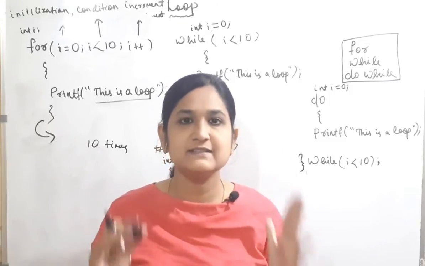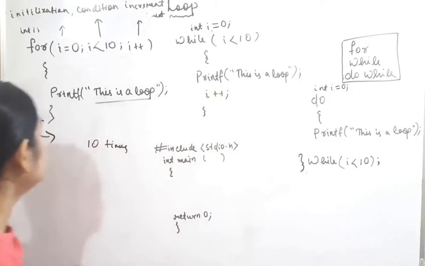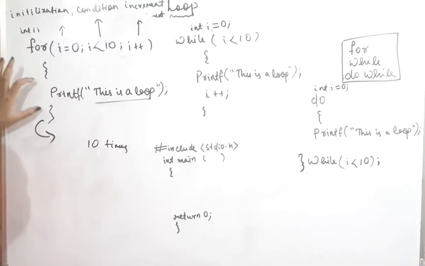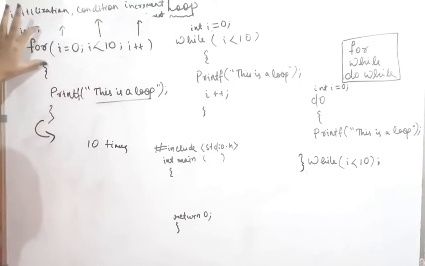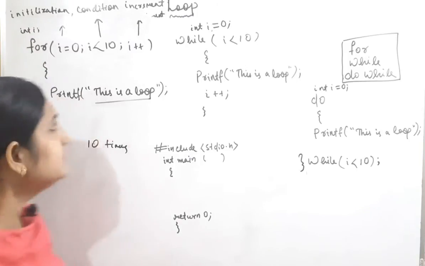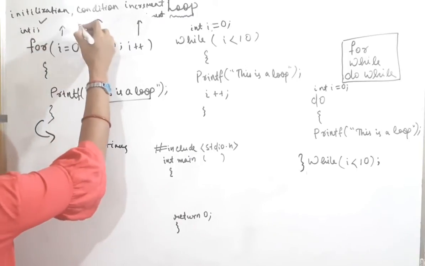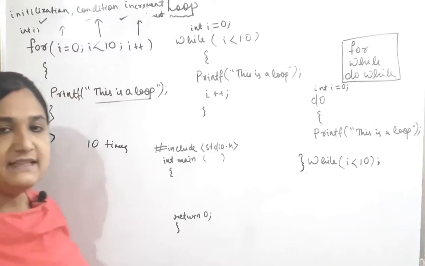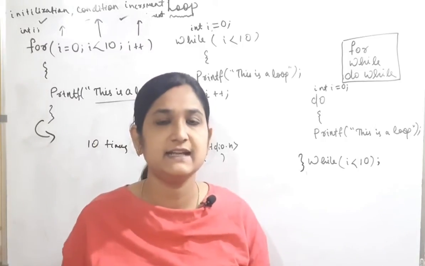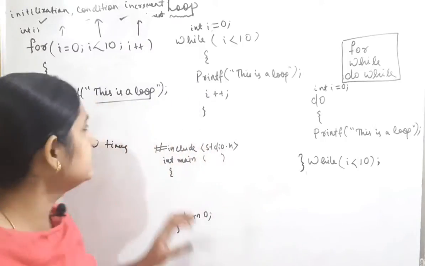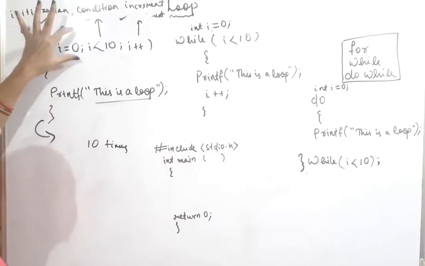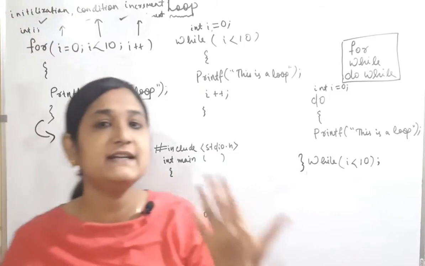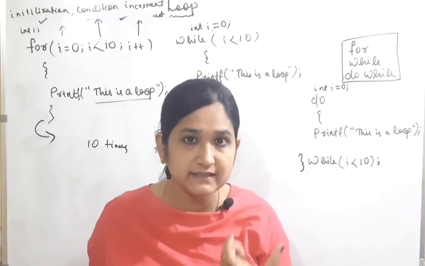So this is the concept of loop. Whatever you want to print, you will write inside the body of the loop. These are the three parts of the for loop: initialization, condition check, and increment. These three things are the syntax of the loop. First you have to initialize, and the condition check is how many times you want to print. Here I want to print it 10 times.